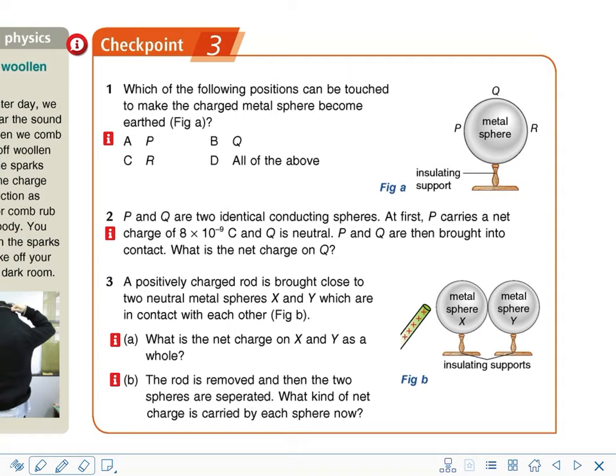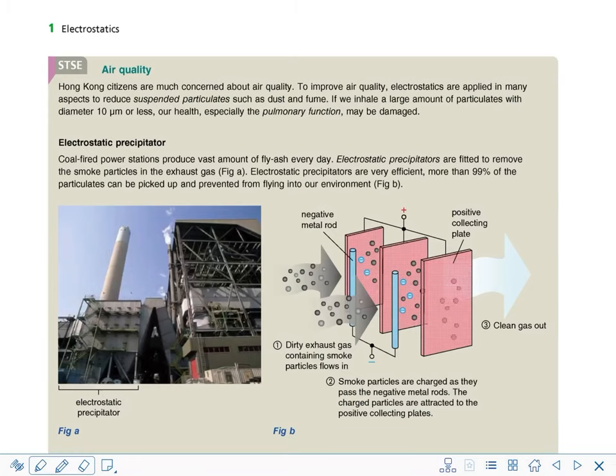Checkpoint 3. Maybe you have a try. I would think question 1 is the most important question. Okay, you can find the answer here. For the earthing, actually, we can touch any point for question 1. Okay.